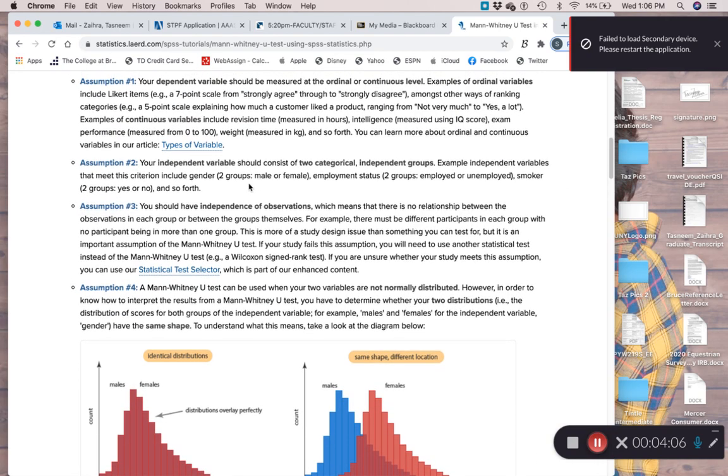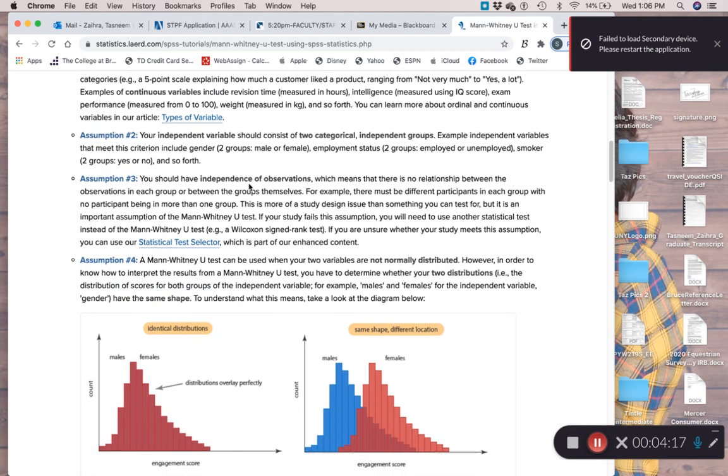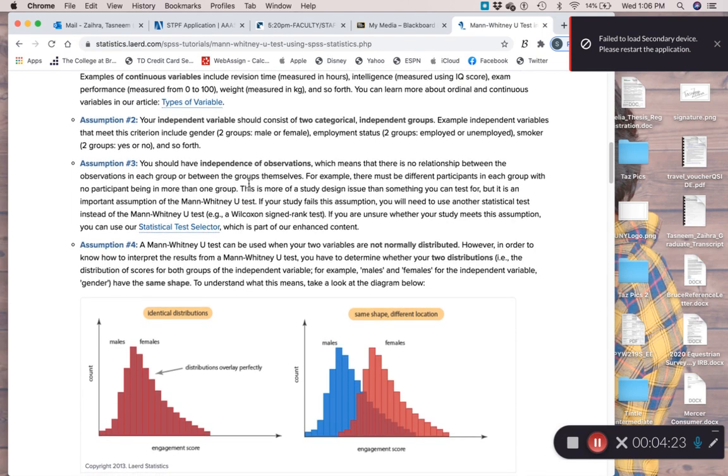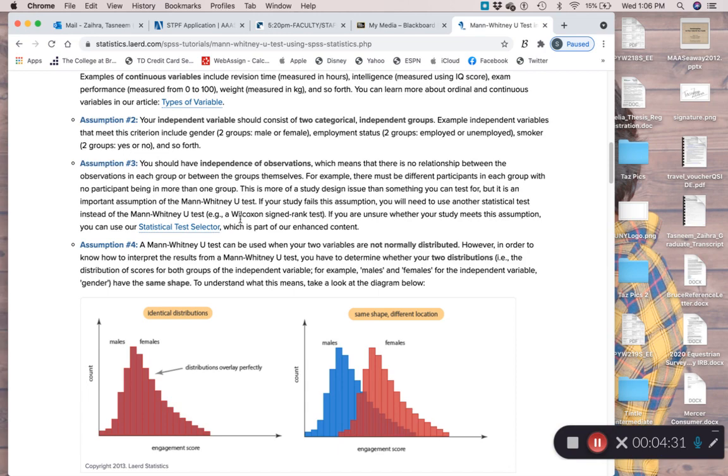Examples of independent variables are gender, where you're trying to compare some sort of opinion between males and females, employment status, smoking status, and so on and so forth. So that's the second assumption: you have a categorical independent variable with two groups. Assumption number three, you should have independence of observations, which means there is no relationship between observations in each group or between the groups themselves. For example, there must be different participants in each group, with no participant being in more than one group. So each group has different participants, and there is no common participant between the groups.